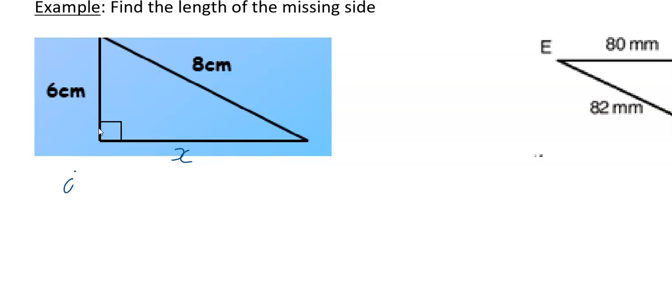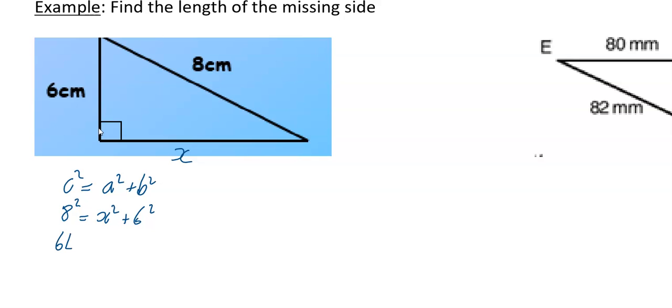Now write down Pythagoras Theorem. Pythagoras Theorem says c squared equals a squared plus b squared. That's where c is the hypotenuse. So my way of doing this is to always start with your hypotenuse. So your hypotenuse is 8. So 8 squared is equal to, and I'm just going to write down x squared plus 6 squared. So 8 squared is equal to x squared plus 6 squared, and then we'll just work this out.